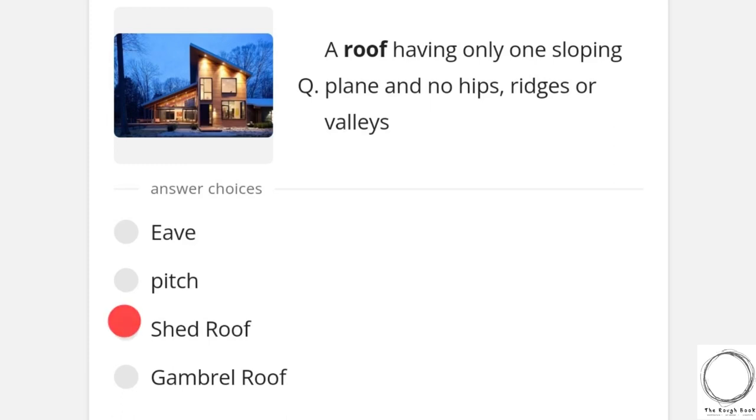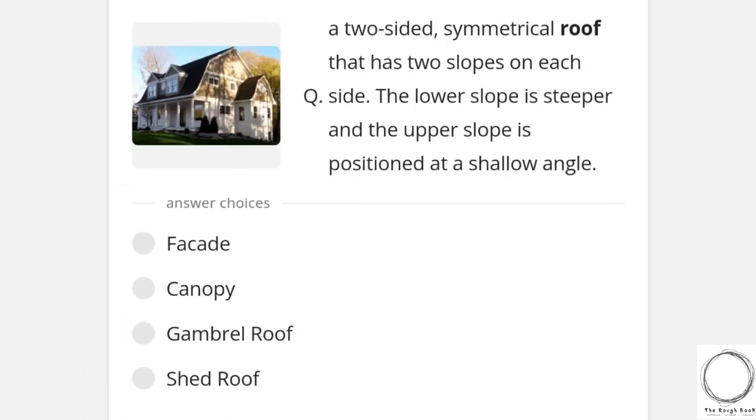Moving on to the next question, that is, a two-sided symmetrical roof that has two slopes on each side. The lower slope is steeper and the upper slope is positioned at a shallow angle. And the options are facade, canopy, gambrel roof, shed roof. If you can see in the image, the right answer is gambrel roof.